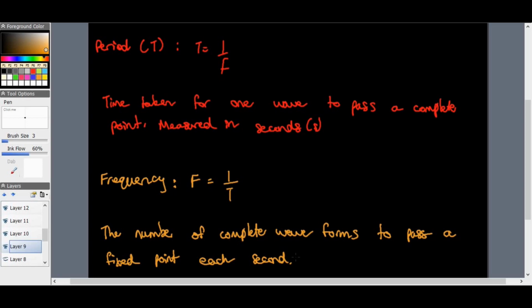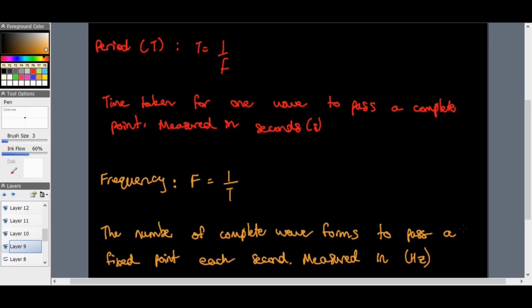Alright, got that definition down, took a while. And we measure frequency in hertz. So, measured in hertz, that's the unit for it, H-E-R-T-Z, hertz. Okay, Hz, that's the way we write it.